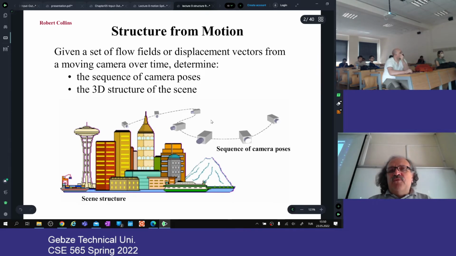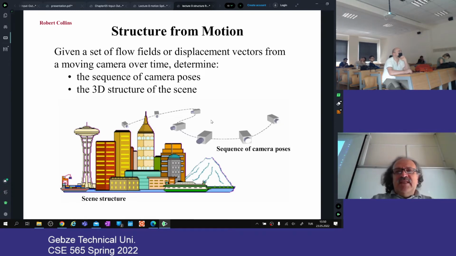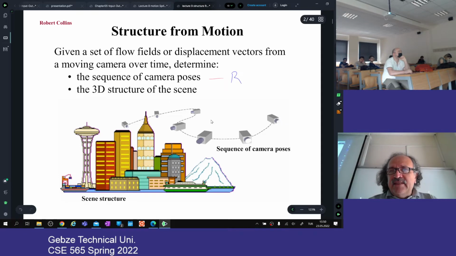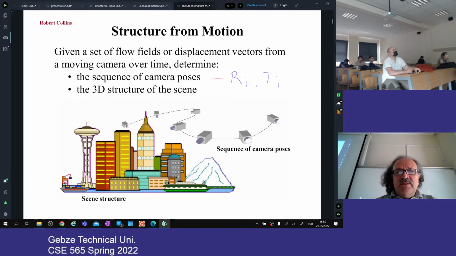Okay, so that's the definition of structure from motion. Given a set of flow fields, that is the optic flow, either from a differential technique or from a feature-based technique, we would like to determine the sequence of camera poses. Camera pose means that for each camera, I need to get the R_i and T_i values for i frames. Also the structure of the scene.